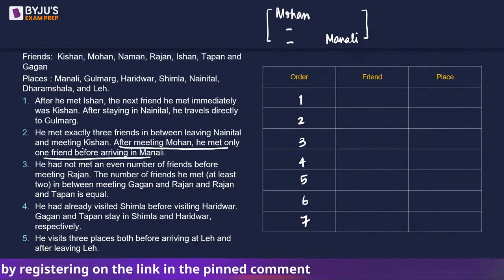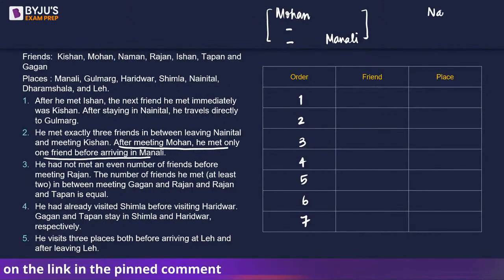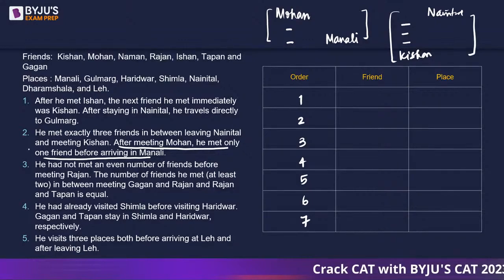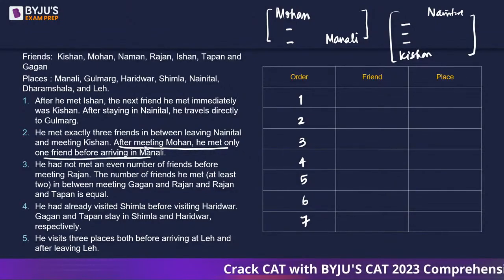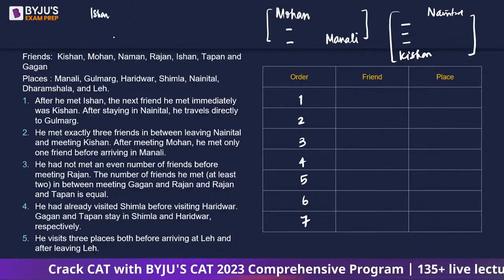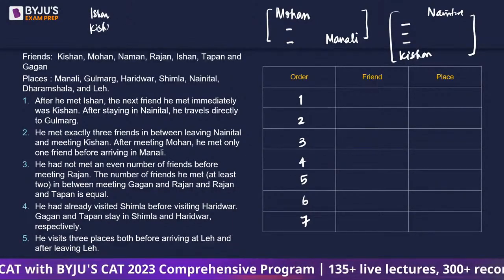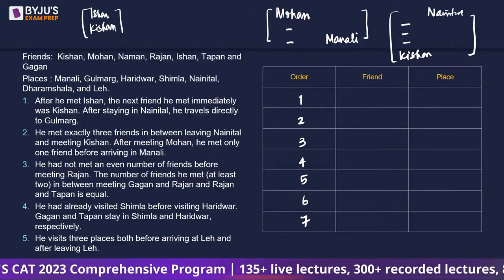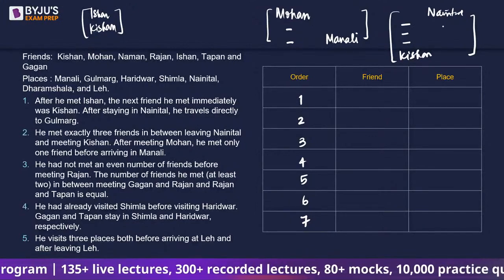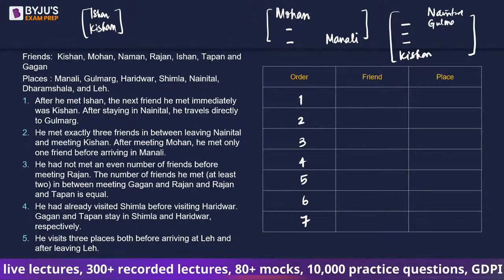Nainital and meeting Kishan. So if I put Nainital here, after leaving Nainital and meeting Kishan, he met exactly 3. So this is the arrangement we are supposed to put from the second statement, second point, first statement. From the first one, after he met Ishan, the next friend he immediately met was Kishan. So ye fix hai. After staying in Nainital, he directly travels to Gulmarg. So ye hame pata hai.